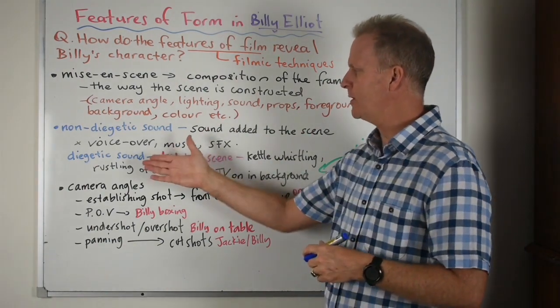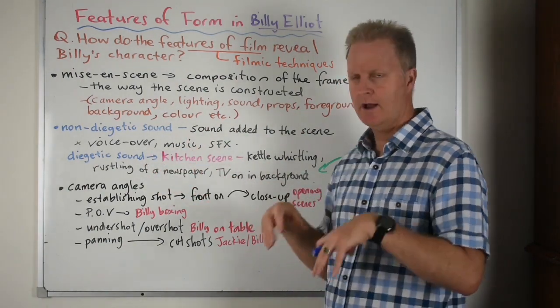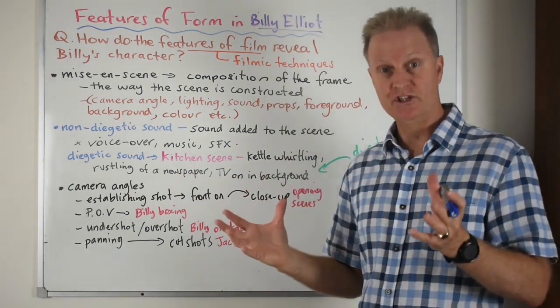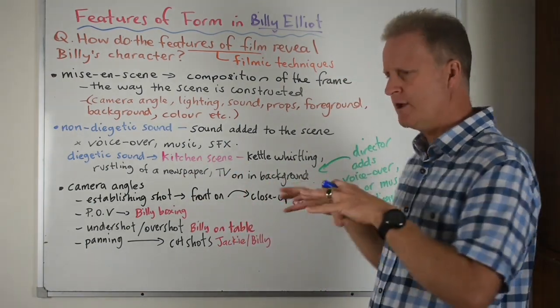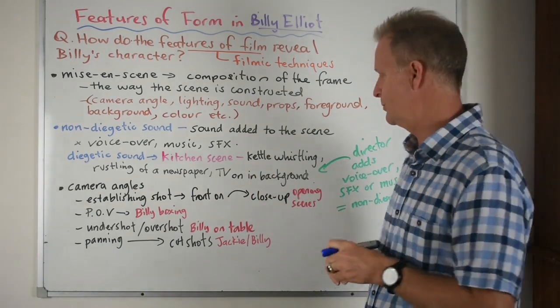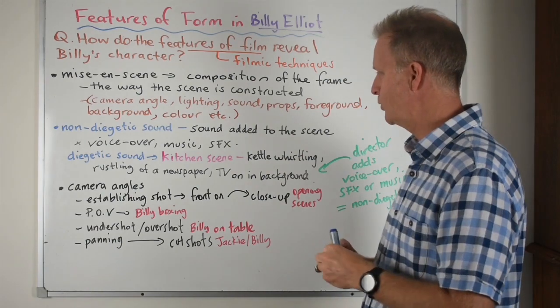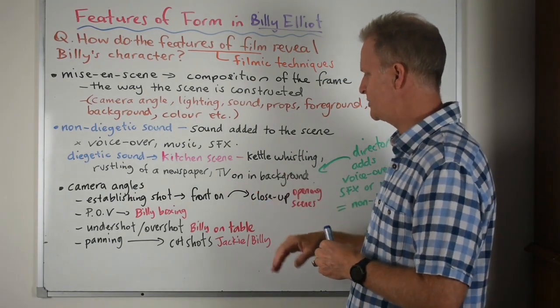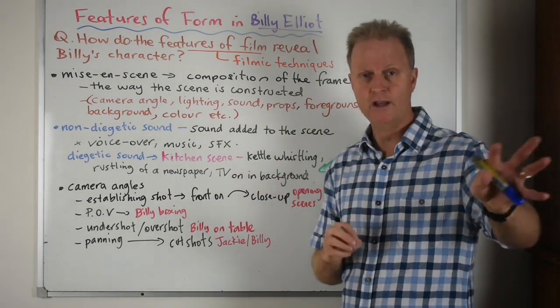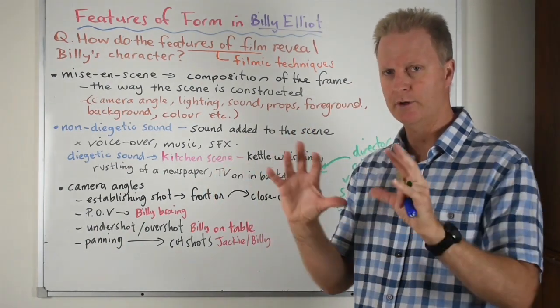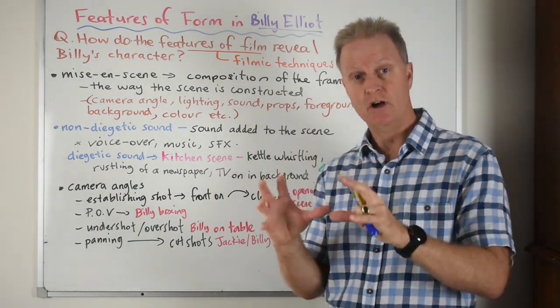And so if we talk about diegetic sound then, I thought I'd use an example, and I'm just making this up, of a kitchen scene. The sounds that would come out of the kitchen would be knives and forks scraping on plates, the kettle whistling, the rustling of a newspaper, the TV or a radio might be on in the background. So they're all natural to that environment. So that's a diegetic sound.